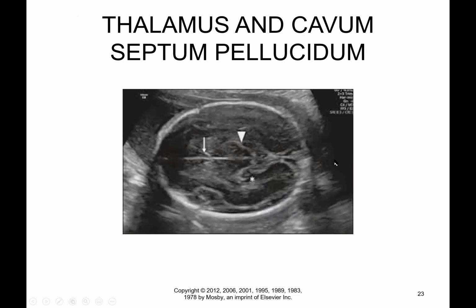This is a beautiful picture of the line going through the brain, which is the falx. And then this little area right here, there's these three little lines. This is the cavum septum pellucida, and you want to see that within the brain.